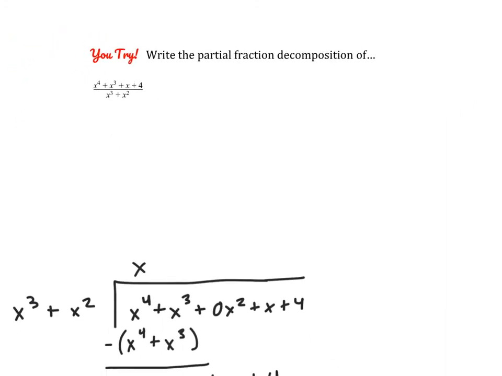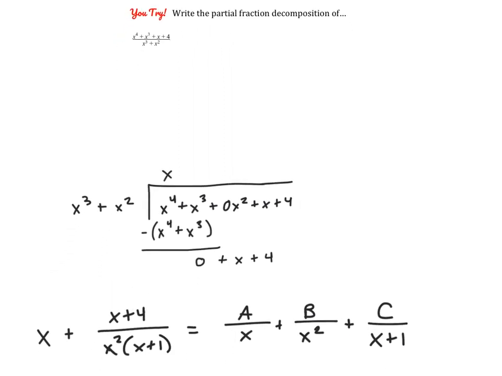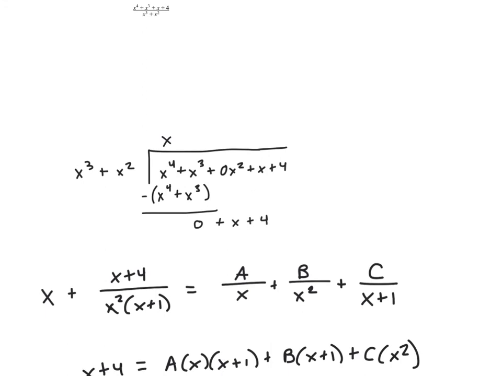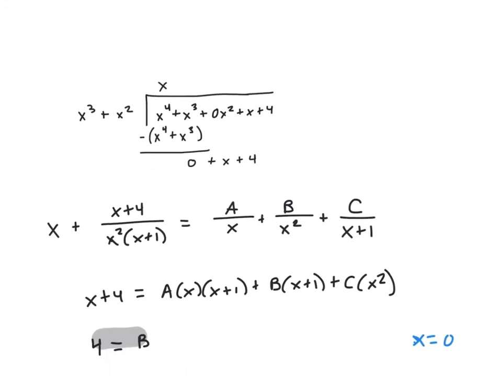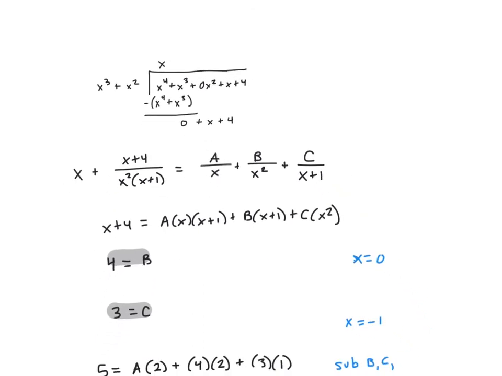Okay, let's check your work. So you do need to do some long division. So when you do that, you end up with x plus 4 over x squared times x plus 1, which you can break up into 3 partial fractions. So remember, x is our repeated factor this time. So we have 1 fraction for x and 1 for x squared, and then a single fraction for x plus 1 because it's distinct. Now we're going to multiply both sides by our LCD, which was x squared times x plus 1, and here's what you get.